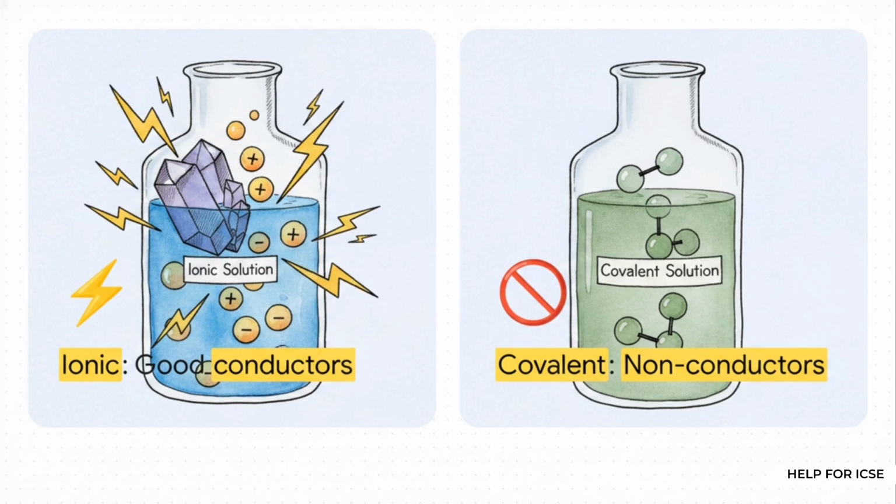Covalent compounds, conversely, are made of neutral molecules, not charged ions. Because they have no free ions to carry a current, they are pretty much pure non-conductors. But, and there's always a but in chemistry, remember those polar covalent molecules we looked at earlier? If you drop something like hydrogen chloride into water, the water molecules can actually force it to ionize, creating free ions that suddenly will conduct electricity. Nature always finds a loophole.